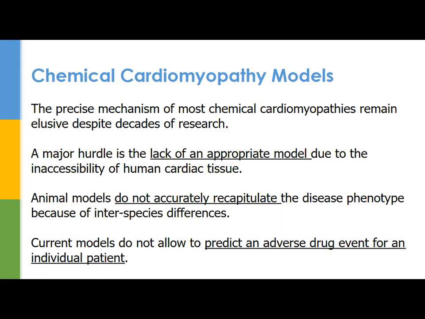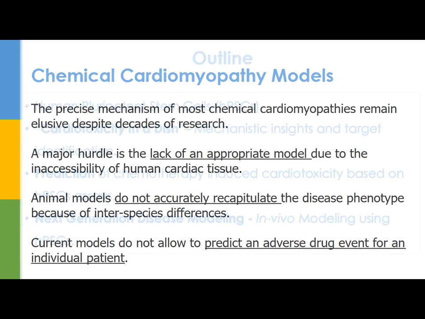So the precise mechanism of most chemical cardiomyopathies remains elusive despite decades of research. And as you'll know, a major hurdle is the lack of appropriate models due to the inaccessibility of human cardiac tissue. Animal models do not accurately recapitulate the disease phenotype because of interspecies differences, and current models do not allow us to predict an adverse drug event for an individual patient.